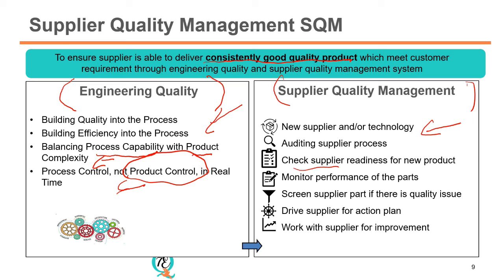Auditing suppliers process. Check whether supplier is ready for the new products. Monitor the performance of the parts. Screen suppliers' parts if there's any quality issues. Yes, we have to lead the screening in supplier quality management. And then we drive suppliers for action plan and work with suppliers for improvement. These are the general work or role and responsibilities of supplier quality engineers and managers.